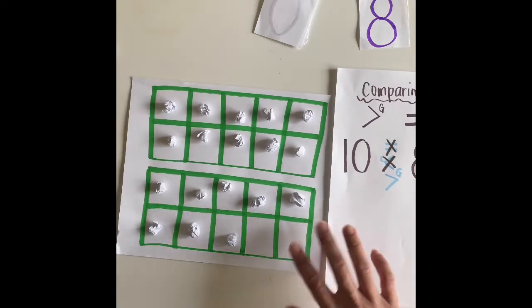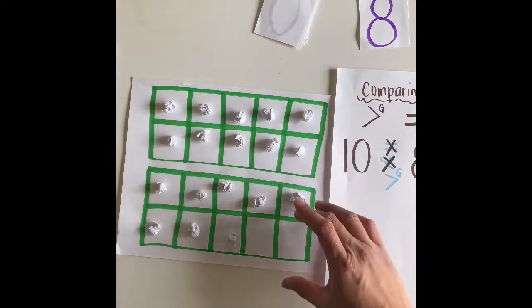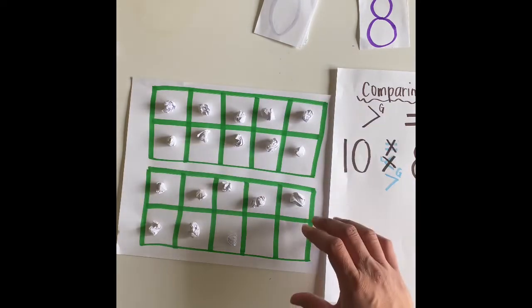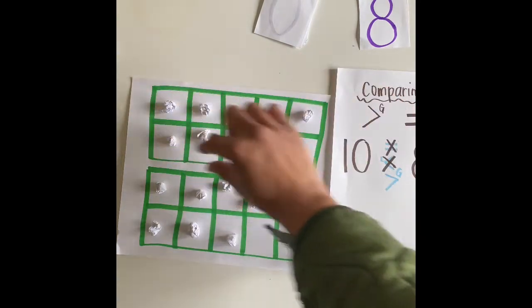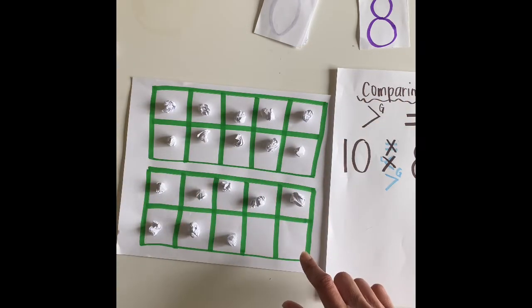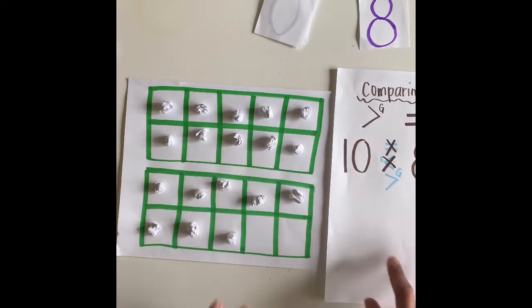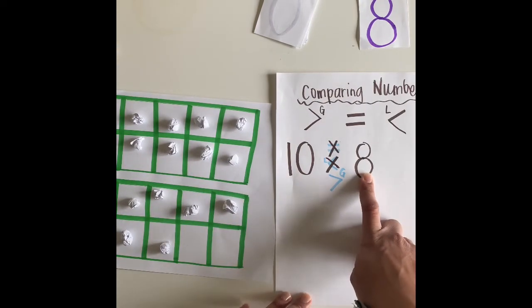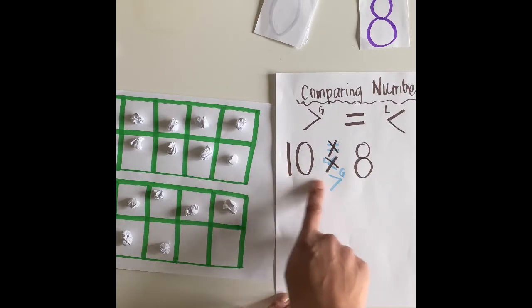If I look at my tens frame, which value has more? Which value has more manipulatives? This tens frame that represents 10 or this tens frame here that represents 8? Yeah, 10 has more. So this is true. 10 is greater than 8. So I'm reading it this way.